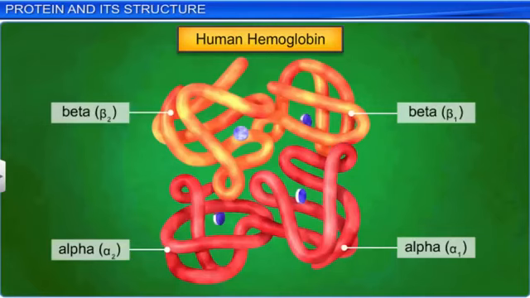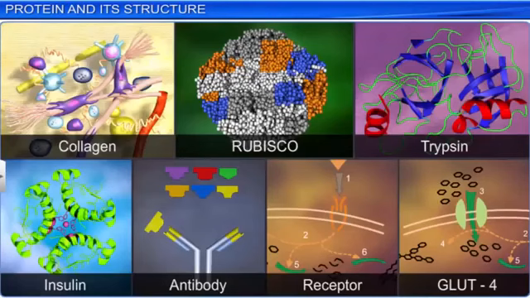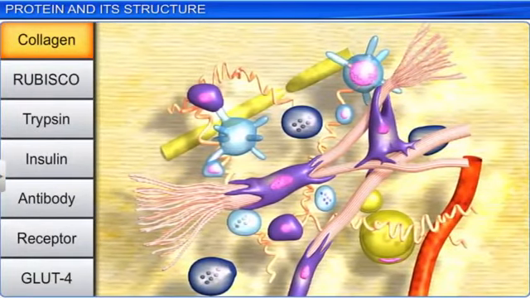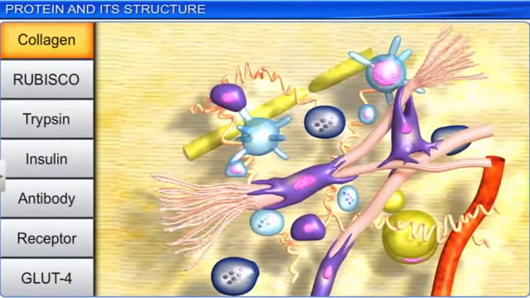Some of the most common proteins we come across are collagen, rubisco, trypsin, insulin, antibodies, receptors, and GLUT4. Let's learn more about each of these proteins. Collagen is the most commonly occurring protein in the animal world. Collagen fiber is generally found in connective tissues and acts as an intercellular ground substance in the space between the cells.